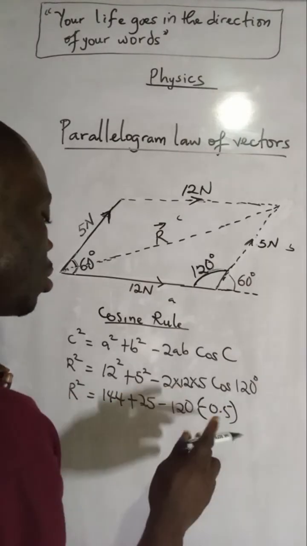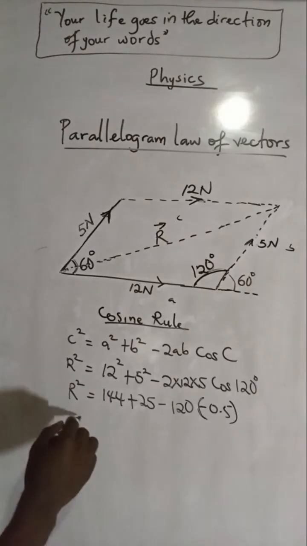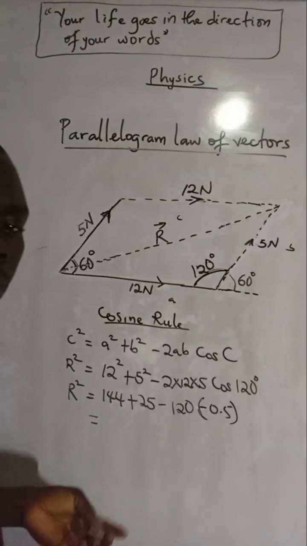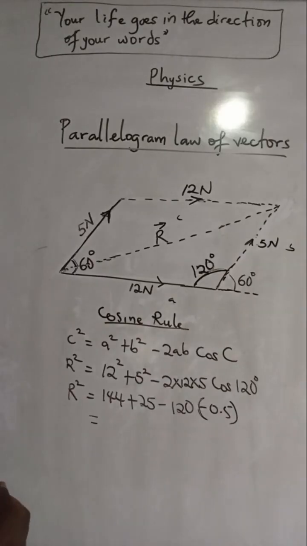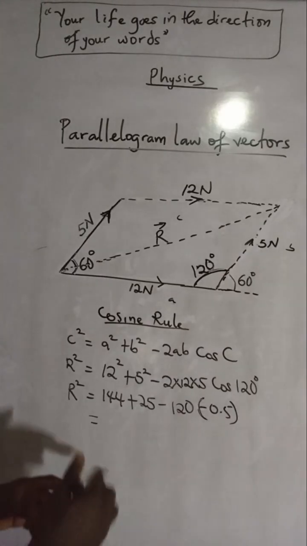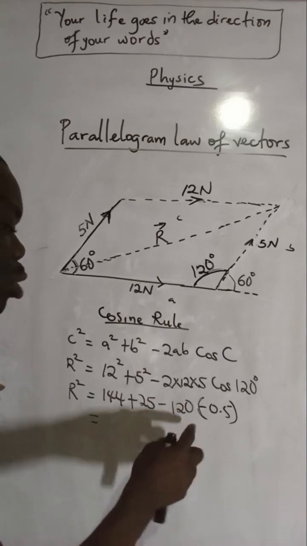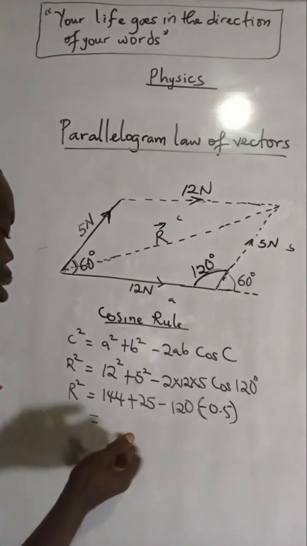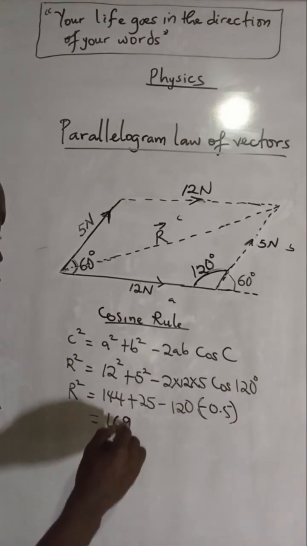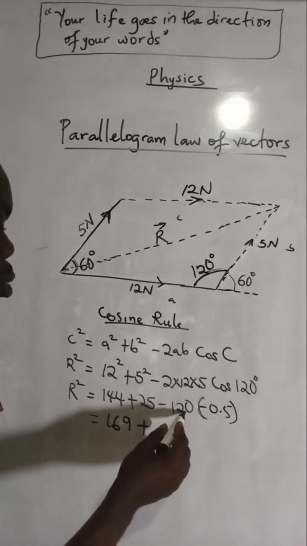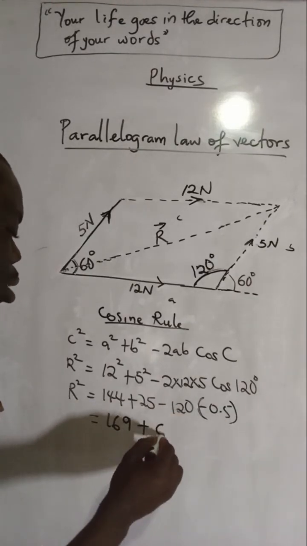All right. This is minus 0.5. You have to be very careful when you are doing this addition and subtraction, this arithmetic. You don't add this and subtract 120 from it. You have to solve it separately. So this is 169 minus, multiplied by minus, that's plus. So 120 multiplied by half, that's 60.